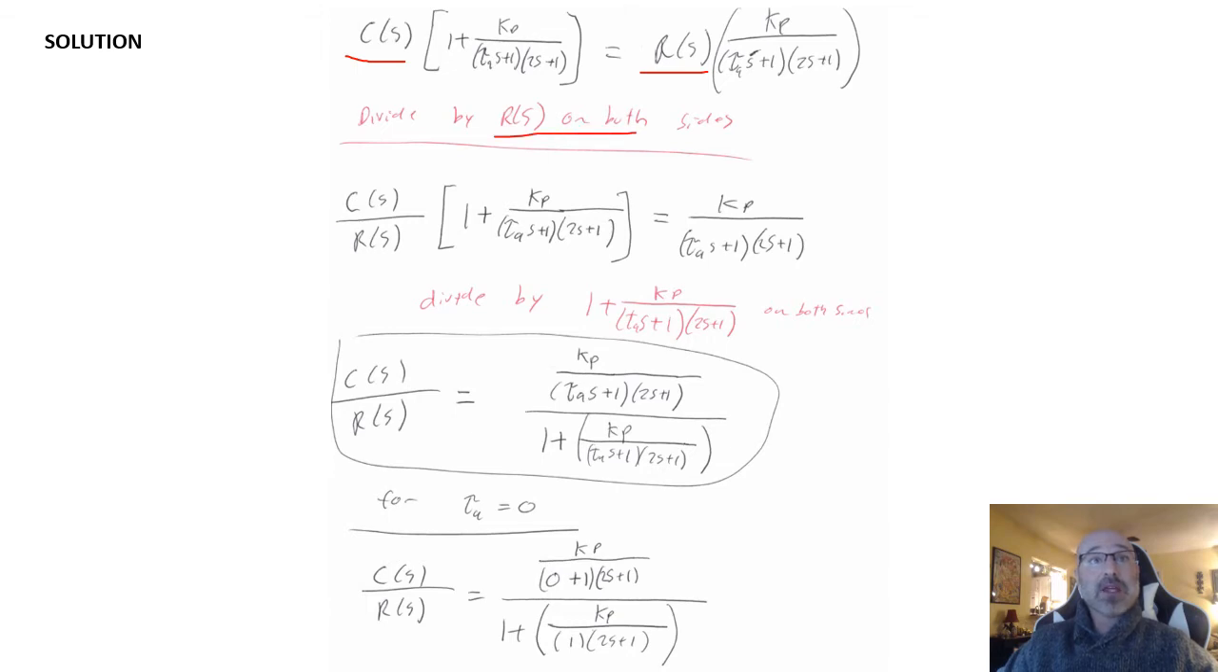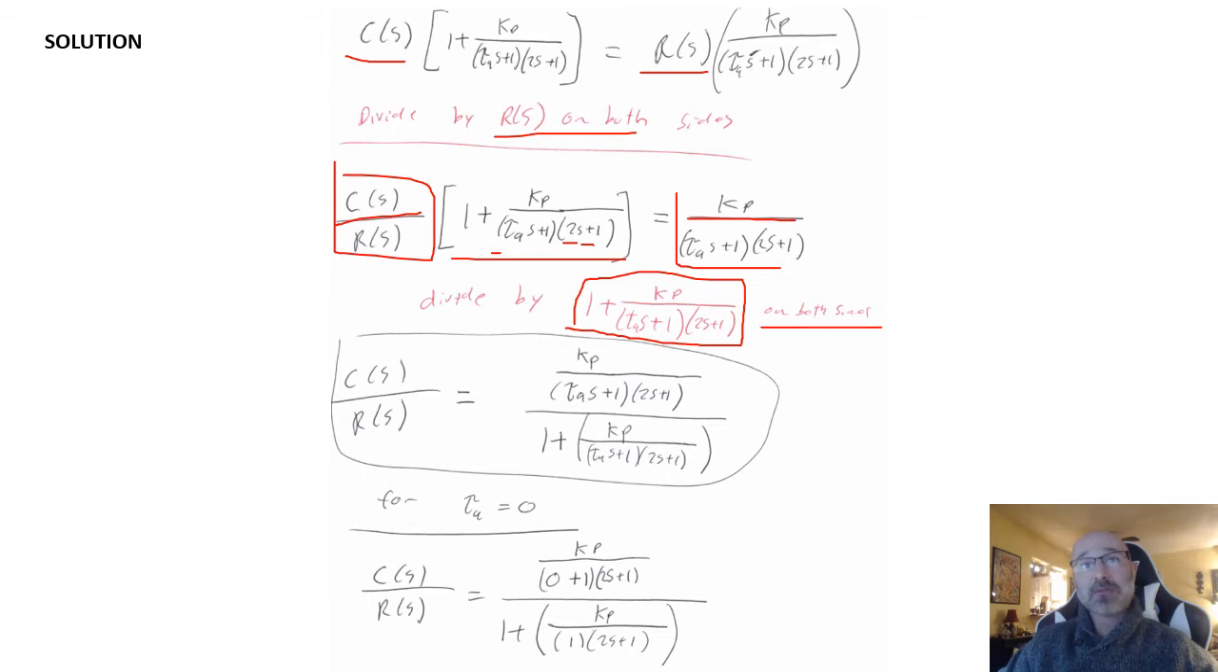So I have now C of s over R of s times this relationship, 1 plus K sub p over tau A s plus 1 times 2s plus 1, is equal to K sub p over tau A s plus 1 times 2s plus 1. So the next thing I can do to get my C of s and R of s by themselves, in the form that I'm used to, is divide through by this 1 plus K sub p over tau A s plus 1 times 2s plus 1 on both sides. So I do that and move it over, and I end up with this relationship right here for C of s over R of s.